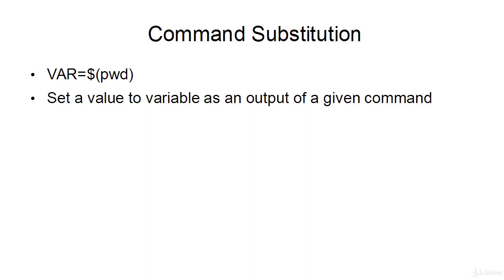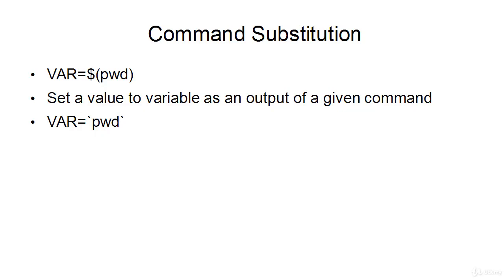Last option, how to assign a value to a variable, is by using command substitution. Here we are storing output of system command into variable. We have two ways how to do that. First one is by using $ sign and command enclosed in brackets. Second one is to enclose system command into backward apostrophes.